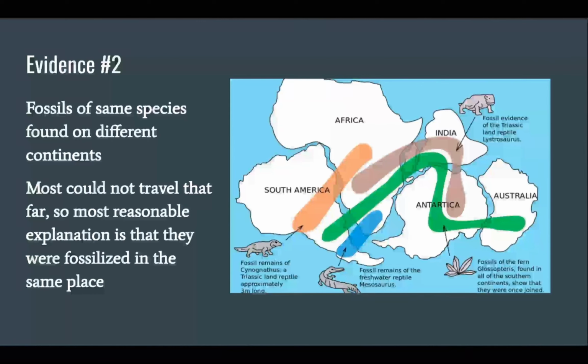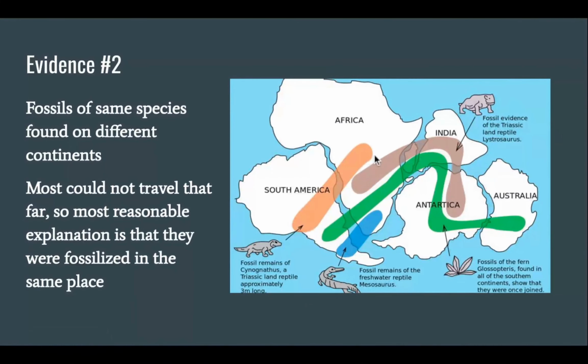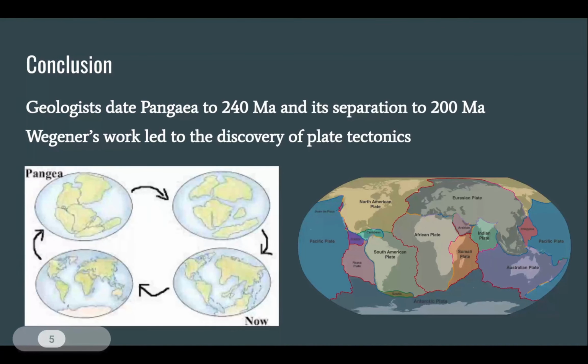1 meter long that could not have swum the Atlantic Ocean to travel from one continent to the other. So the existence of Mesosaurus fossils in these two areas suggests a single habitat they once lived in that has now separated into different continents. And in this image, you can see a number of different examples of fossils that are found on different continents. The Mesosaurus specifically is down in the bottom left. So that was the second piece of evidence.